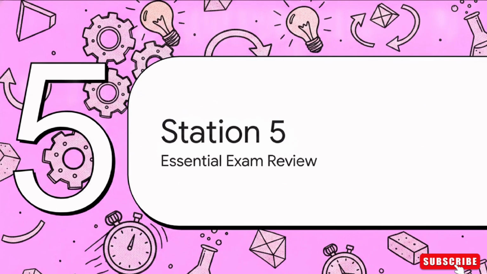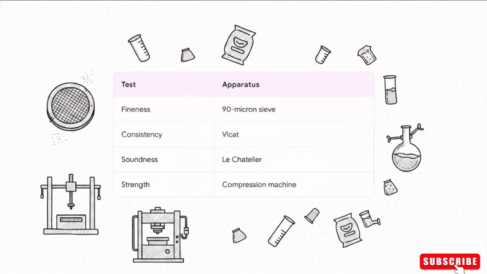Synthesizing all of this data we just gathered is the ultimate key to solving those tricky exam questions in just seconds. Let's quickly align our test objectives with the lab equipment we've been looking at. The Fineness Test relies directly on that 90-micron sieve. Consistency and setting time, both of those belong to the Vicat apparatus. The Soundness Test requires the Le Chatelier apparatus. And for compressive strength, we need that huge, heavy-duty compression testing machine.